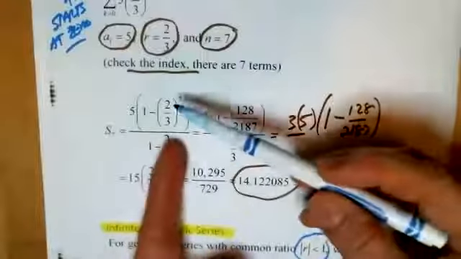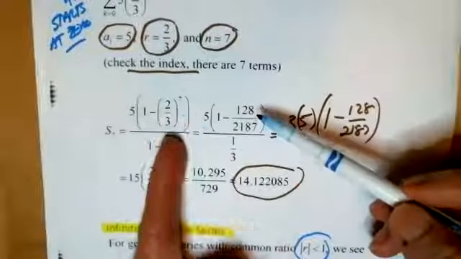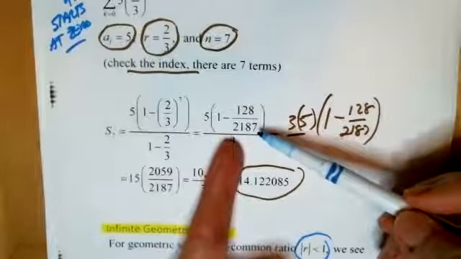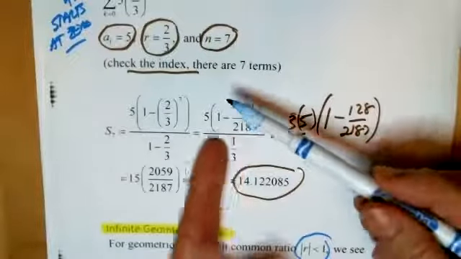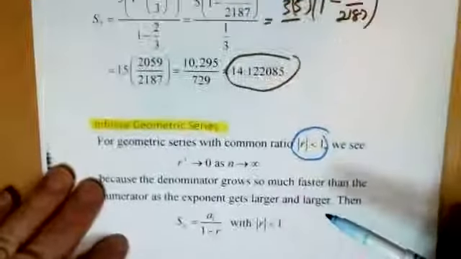Take a look at what we had here. We had 2/3 to the 7th power. We raised 2 to the 7th power, we have 128. We raised 3 to the 7th power, we're at 2,187. If we let that grow to infinity, this would go to 0.